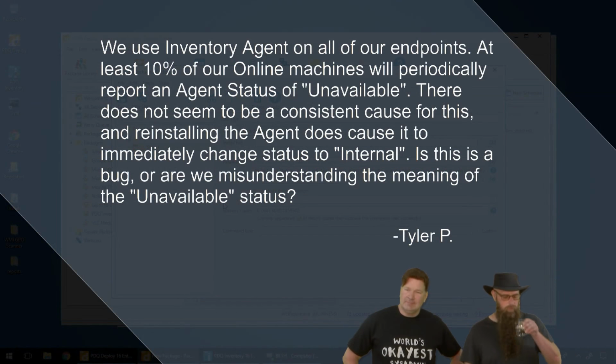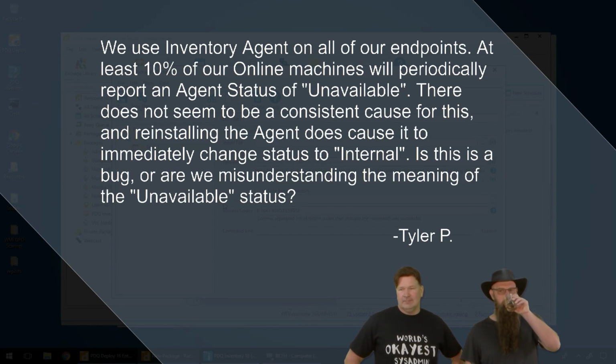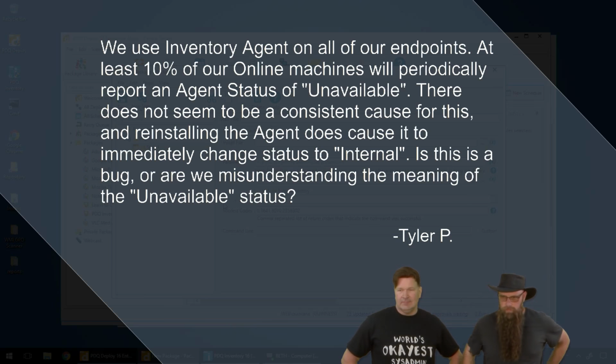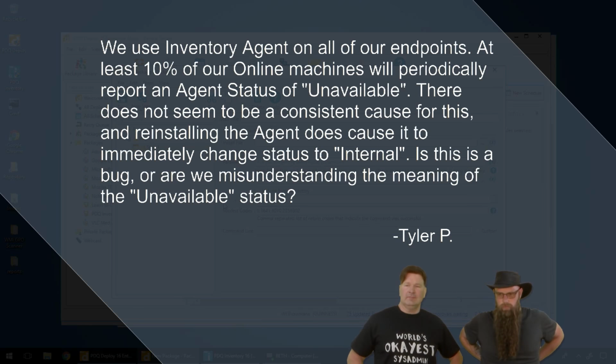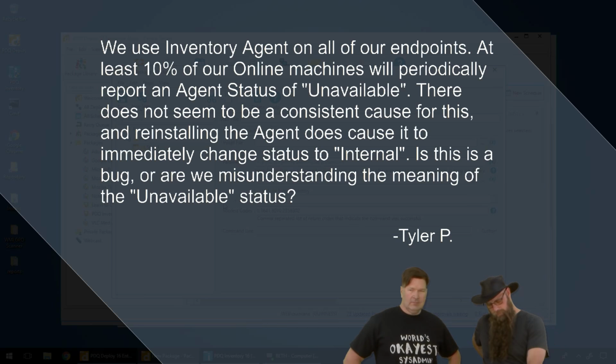Dear Shane and Lex, we use Inventory Agent on all of our endpoints. At least 10% of our online machines will periodically report an agent status of unavailable. There does not seem to be a consistent cause for this, and reinstalling the agent does cause it to immediately change status to online. Is this a bug, or are we misunderstanding the meaning of the unavailable status? Thanks in advance, Tyler P.